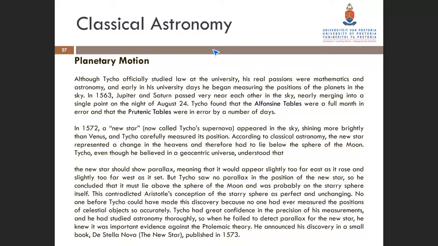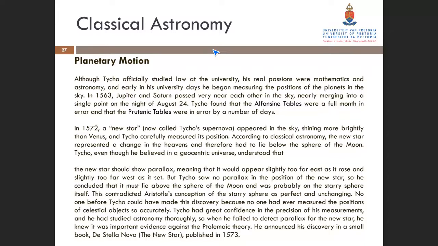In 1572, a new star, now called Tycho's supernova, appeared in the sky, shining more brightly than Venus, and Tycho carefully measured its position. According to classical astronomy, the new star represented a change in the heavens and therefore had to lie below the sphere of the moon. Tycho, even though he believed in a geocentric universe, understood that the new star should show parallax, meaning that it would appear slightly too far east as it rose and slightly too far west as it set. But Tycho saw no parallax in the position of the new star.